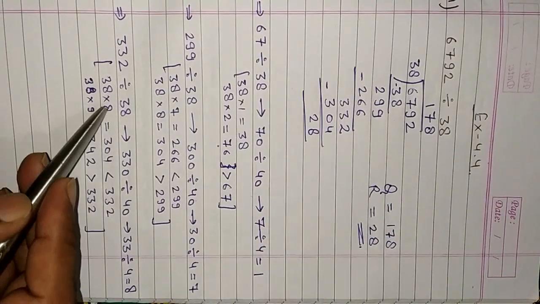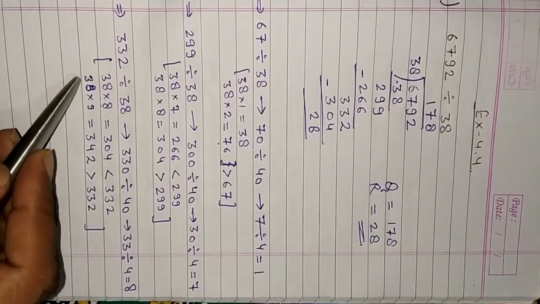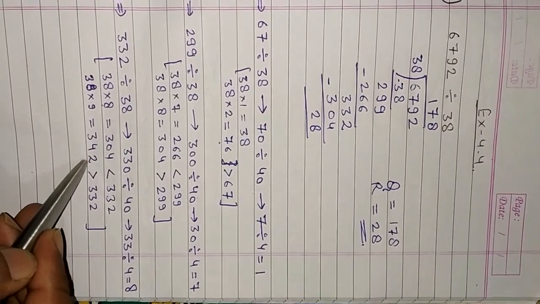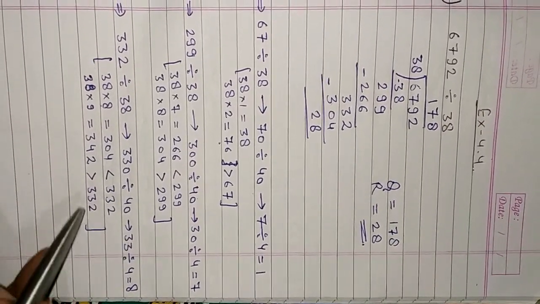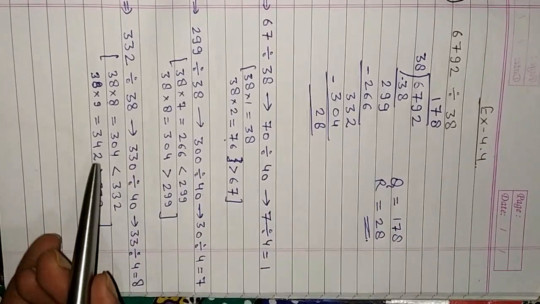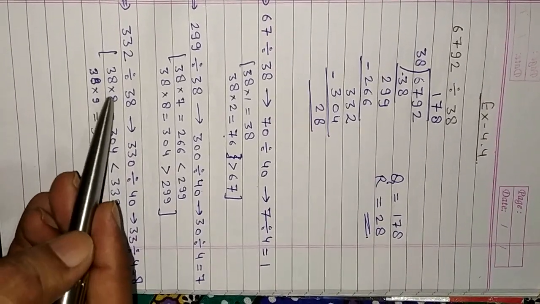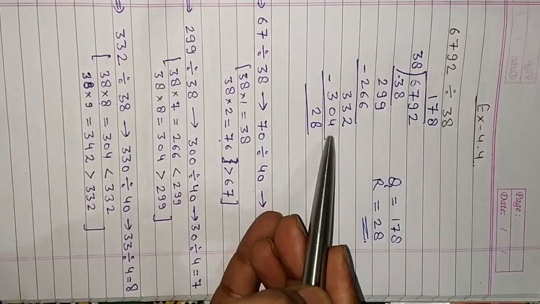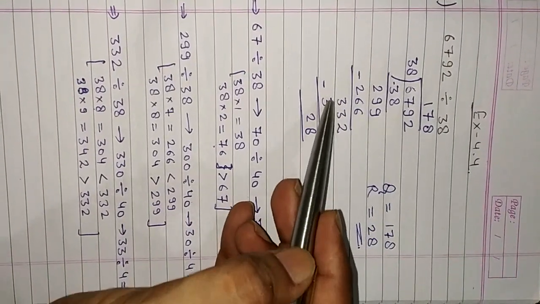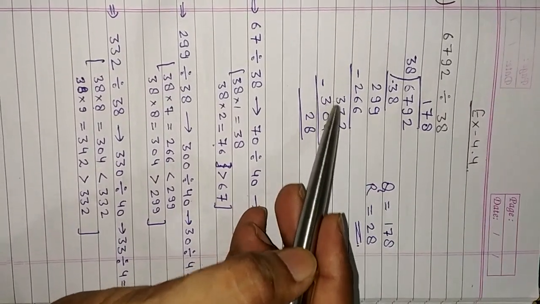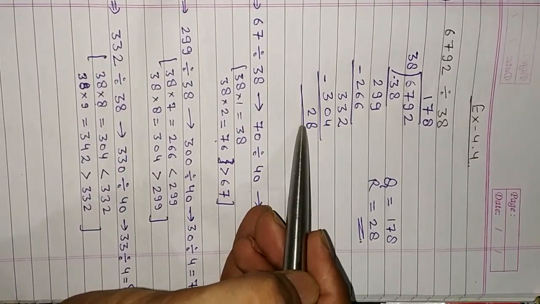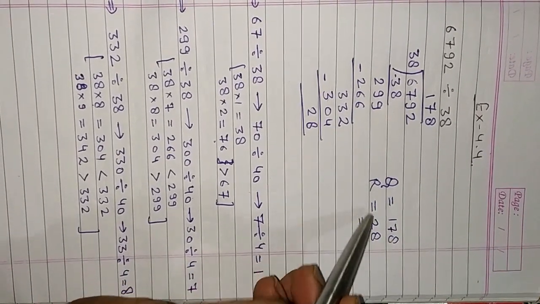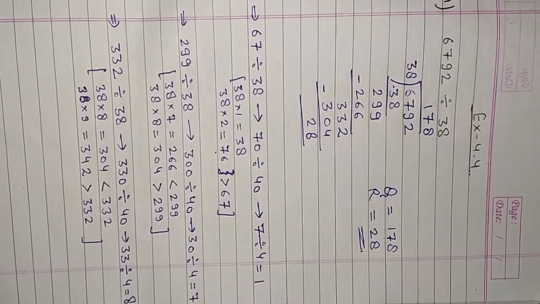Check for a number greater than 8. 38 into 9 is equal to 342, which is greater than 332. So we will take the smaller one, meaning 8. Now 38 8s are 304. Subtract 304 from 332, we got 28. So the quotient is 178 and the remainder is 28.